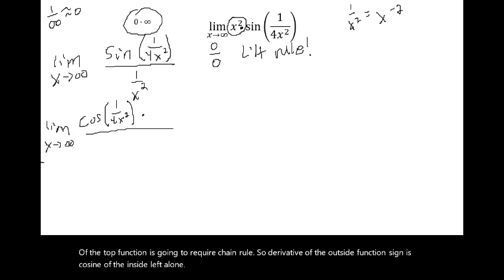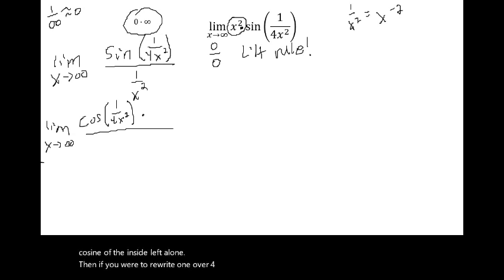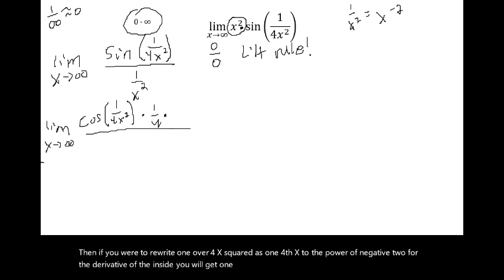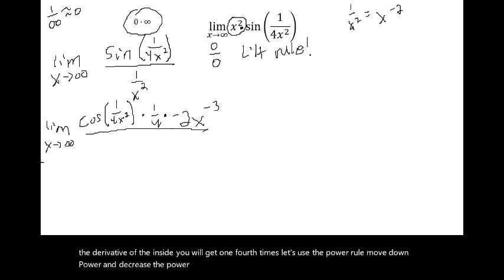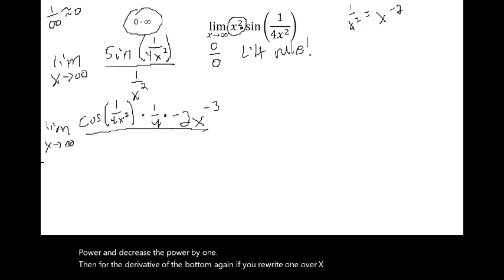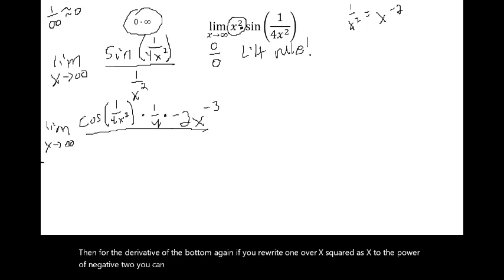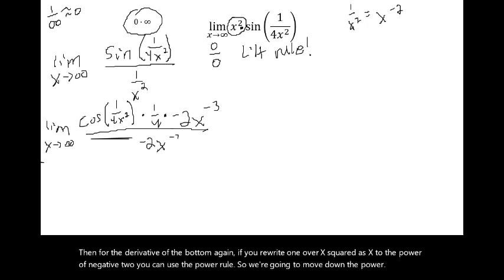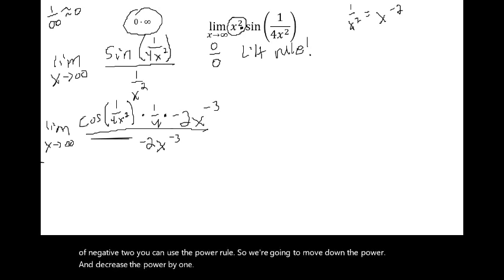Then if you rewrite 1 over 4x squared as 1/4 x to the power of negative 2, for the derivative of the inside you will get 1/4 times, let's use the power rule, move down the power and decrease the power by 1. Then for the derivative of the bottom, again, if you rewrite 1 over x squared as x to the power of negative 2, you can use the power rule, so we're going to move down the power and decrease the power by 1. Then we're going to simplify this as much as possible.